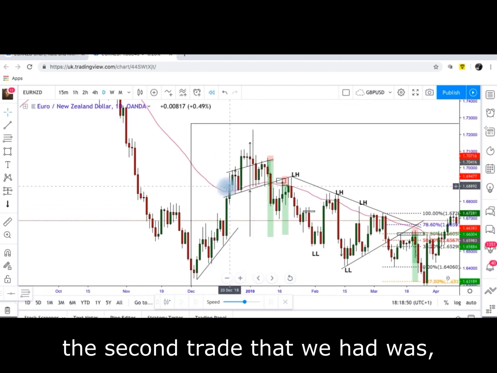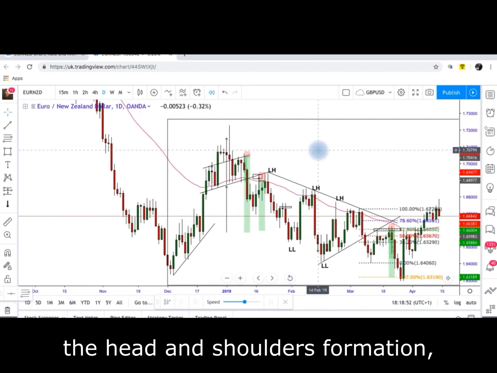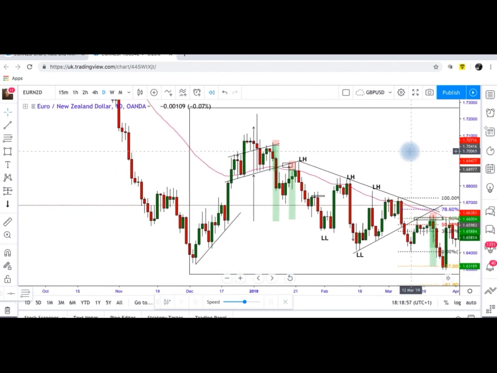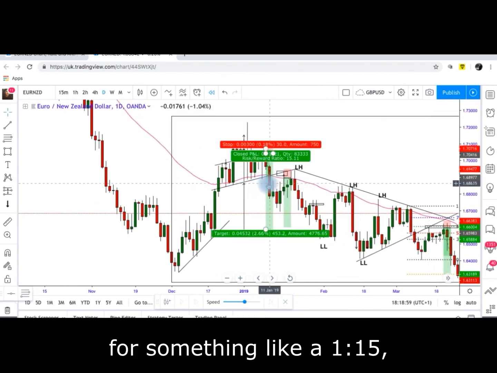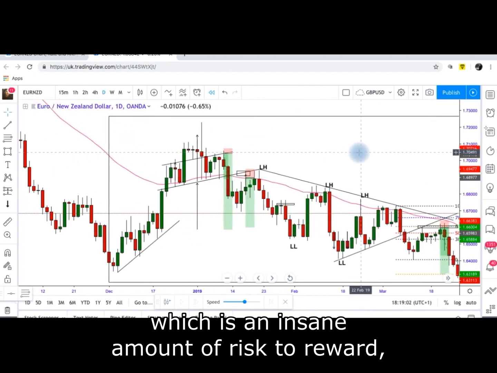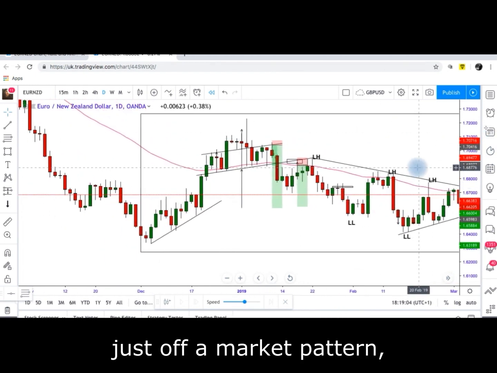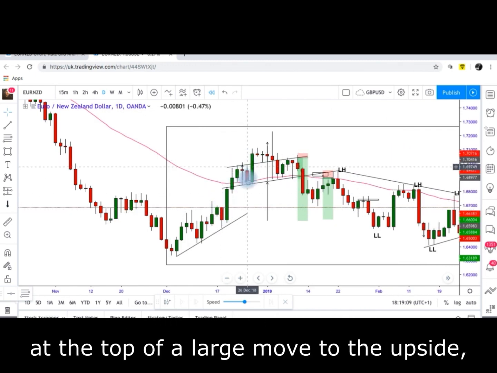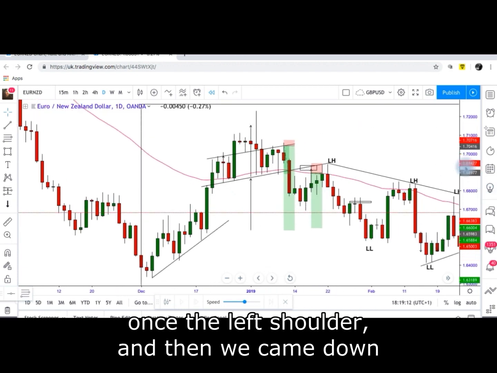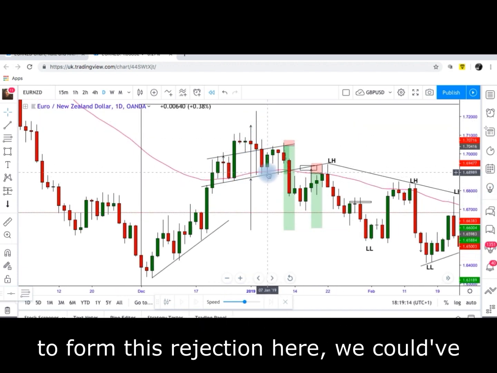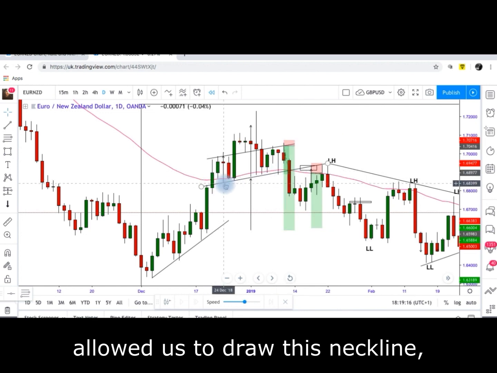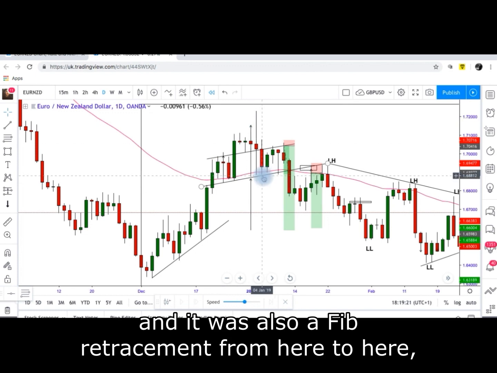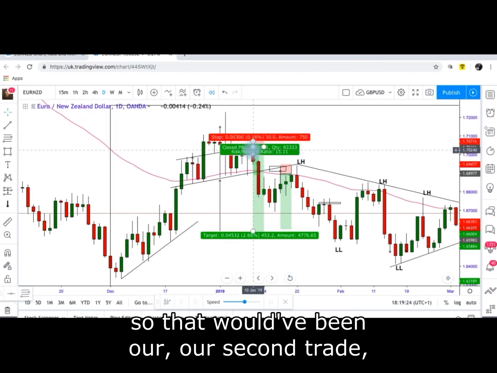The second trade that we had was the head and shoulders formation, which, by the way, we did hit target. We hit both of these targets. These are swing trades, especially when you're going for something like a 1 to 15, which is an insane amount of risk to reward, just off a market pattern. We found the head and shoulders pattern at the top of a large move to the upside. Once the left shoulder formed, and then we came down to form this rejection here, it allowed us to draw this neckline and anticipate the right shoulder from equal movements of the left, and it was also a fib retracement from here to here. So that would have been our second trade.